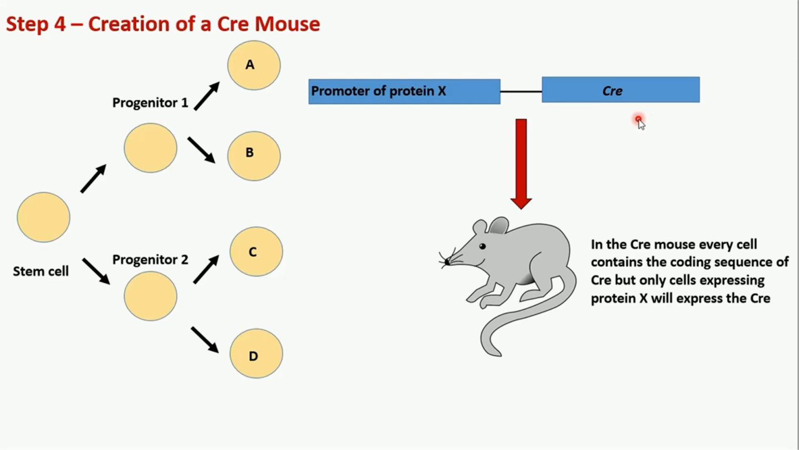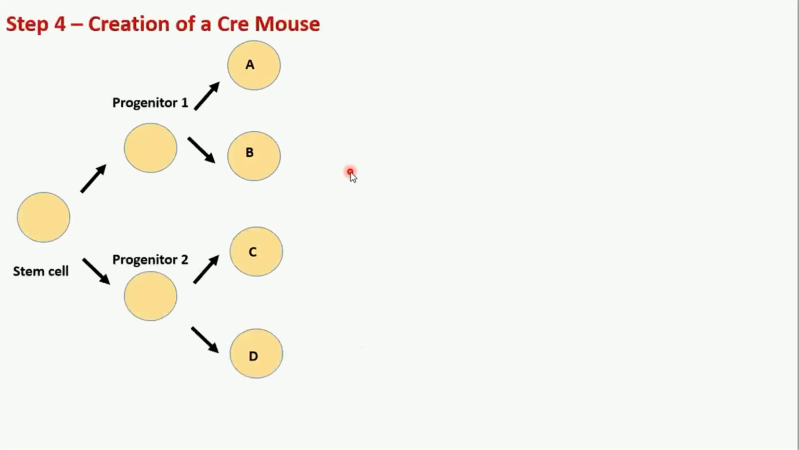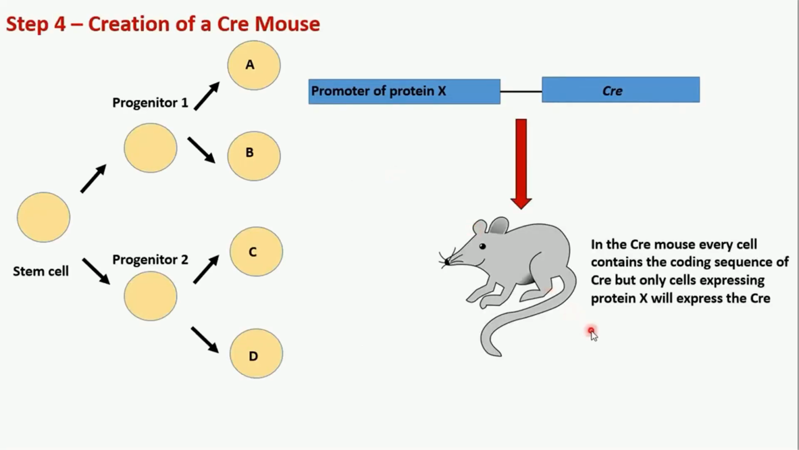So it is very easy. In the previous step, we have created a reporter mouse which contains the GFP sequence in every cell, but GFP is not expressed because of the presence of a stop sequence. Now another mouse we have created, that is a Cre mouse, in which the Cre coding sequence is under the control of the promoter of our target protein, or that protein which is selectively and specifically expressed in our target stem cell, for which we want to trace the lineage.